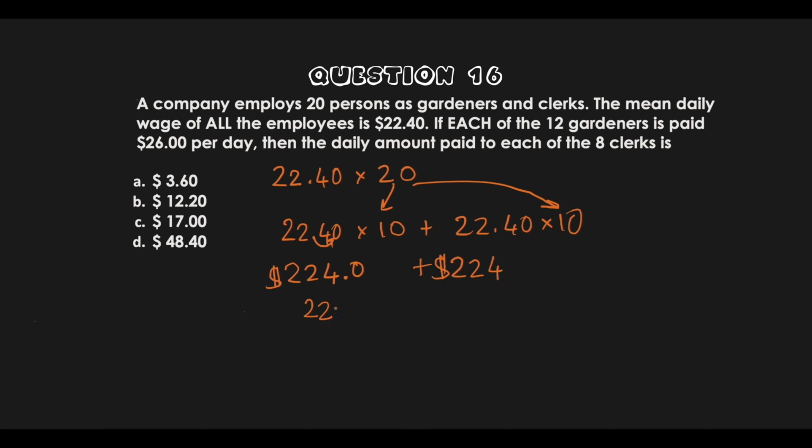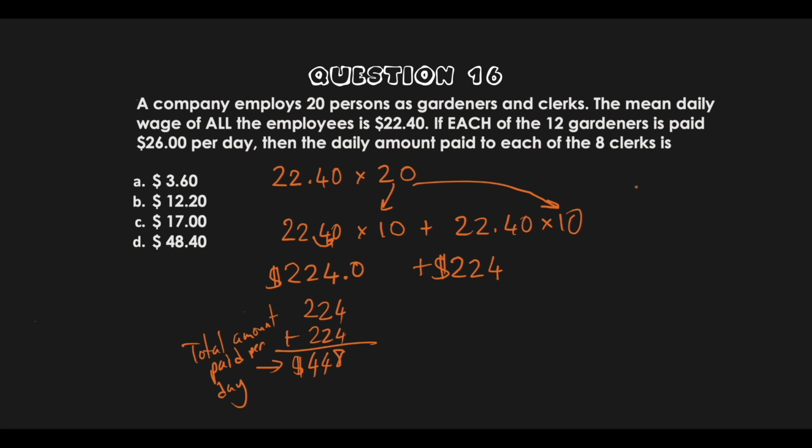Now we could add these together. Now that I add those, I'll have 448. So this represents the total amount paid per day. So the next thing we could do is figure out how much the gardeners make collectively, and then subtract it from there to figure out how much the clerks make.